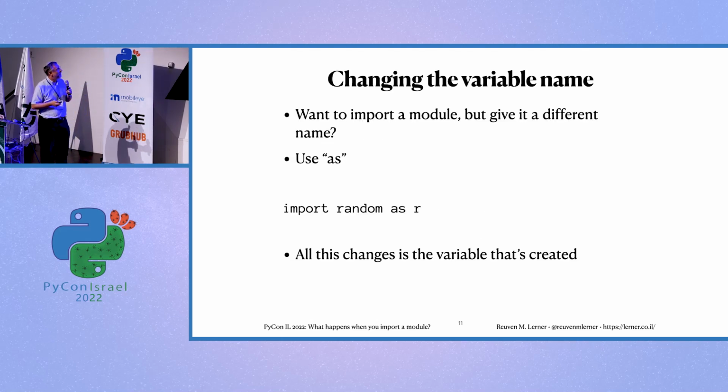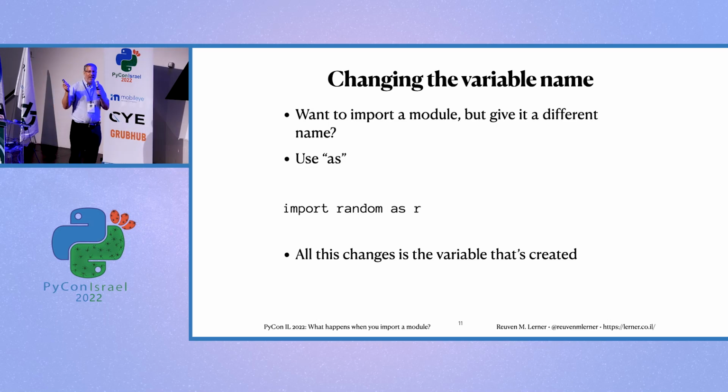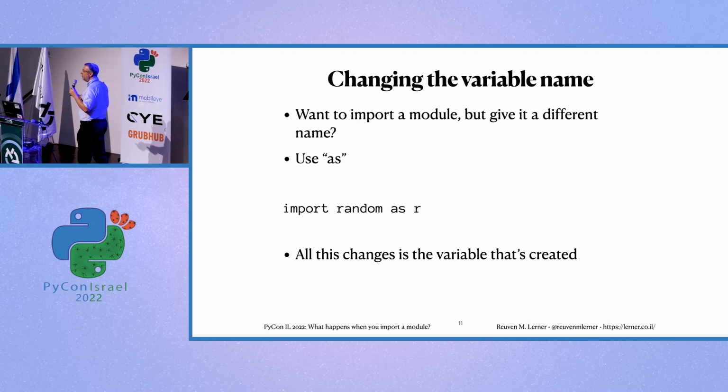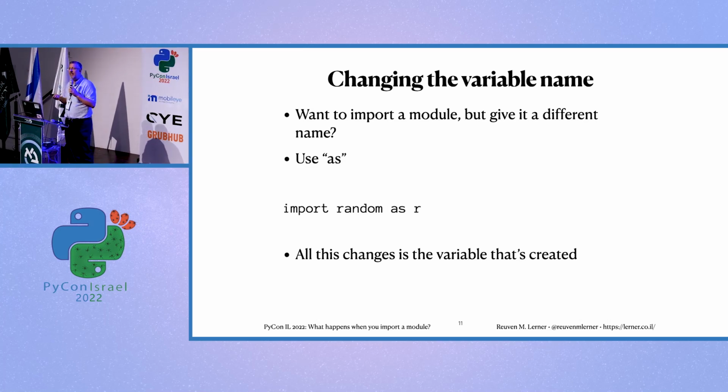Okay. What if I want to change the variable name? Well, I can use as, right? So I can just say import random as r. The only thing that this changes is the variable that's created. Python still looks in the same place. In a moment, we're going to see where it looks and what it's doing, but it still looks in the same place for our module, loads up the same thing, does the same thing. It just assigns it to a different variable.